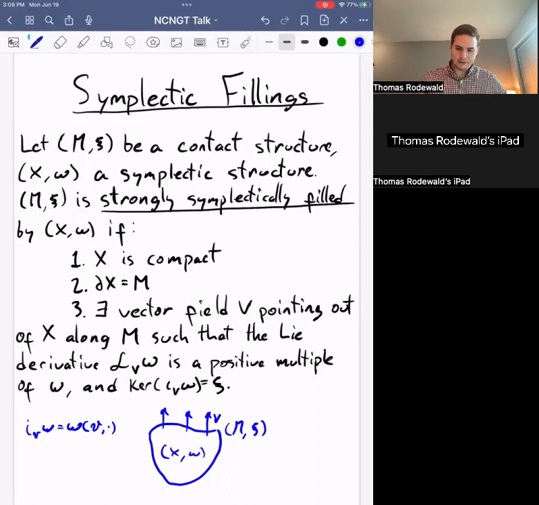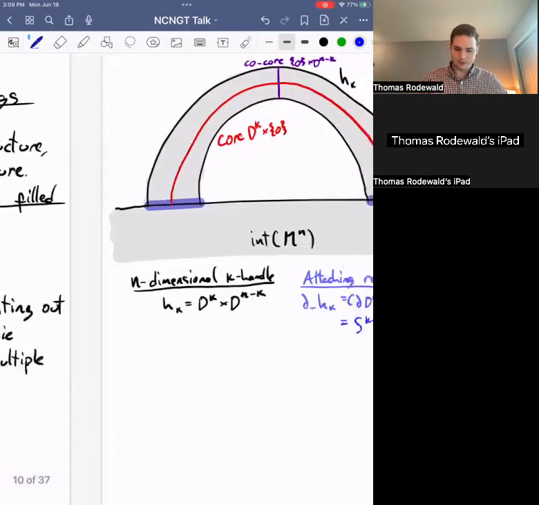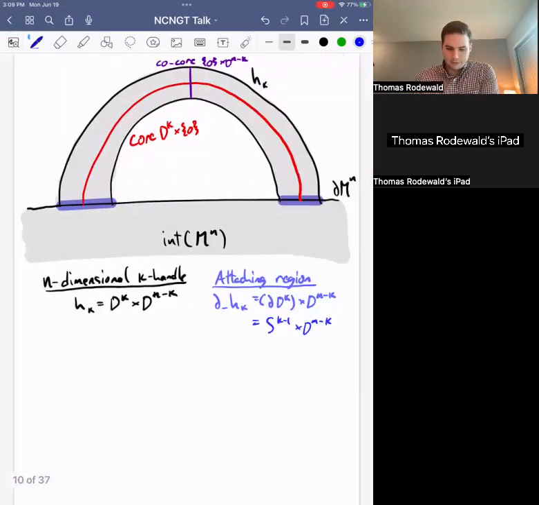So there's a special kind of strong symplectic filling that we want to define. First, we're just going to go over handle bodies real quick. A handle body decomposition of a manifold is when you can construct the manifold using these n-dimensional k-handles. An n-dimensional k-handle is just D^k cross D^(n-k).